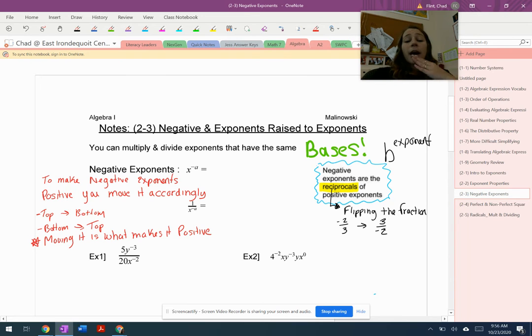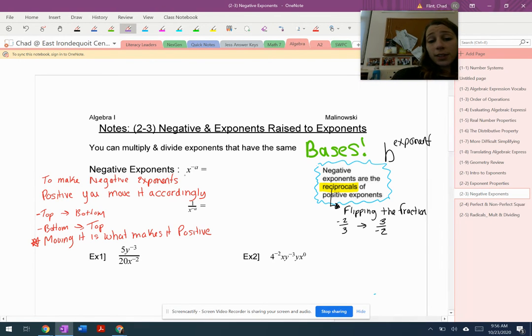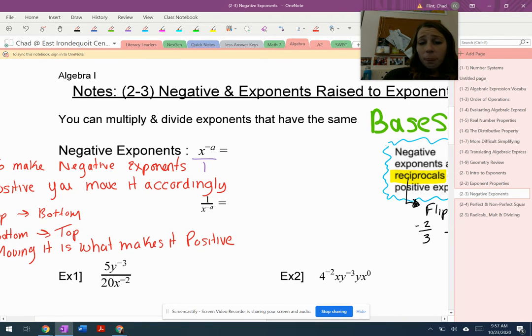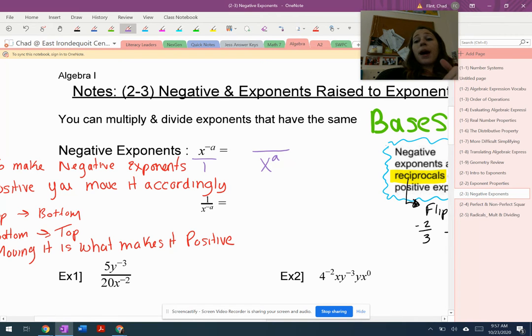Okay, so if I'm looking at x to the negative a, well, you might be freaking out because that's not a fraction. Well, how can I turn anything into a fraction? Turn anything into a fraction by putting it over 1. So I'm changing the placement of it. That x to the negative a is on the top of my fraction. So to make it positive, I'm going to move that x to the a to the bottom.